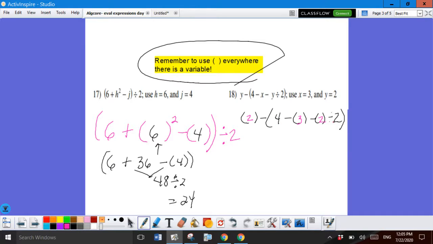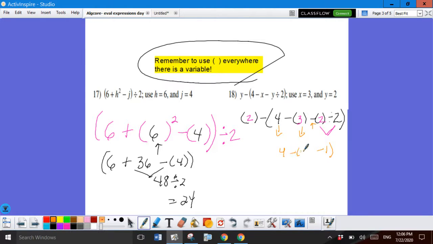Well, am I going to subtract first? Am I going to take 4 minus 3 and get 1, and then 1 minus 2 to get negative 3 and then divide by 2? No, I am not. I am starting right here. So negative 2, keep the sign with the number. So negative 2 divided by 2 is negative 1. And the rest of the stuff is going to drop.